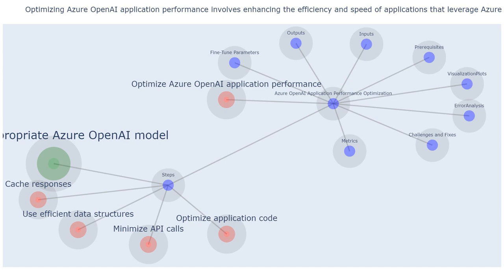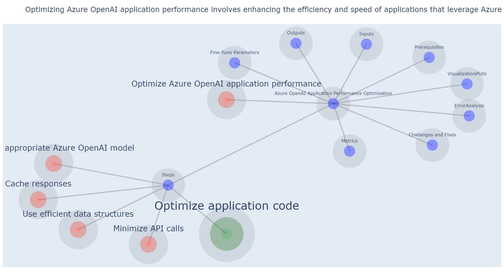Steps. Choosing the appropriate Azure OpenAI model is crucial. Selecting a model that balances performance, cost, and accuracy is key. For example, if your application requires fast responses, a smaller and faster model might be preferred, while a larger and more powerful model might be suitable for complex tasks demanding high accuracy.